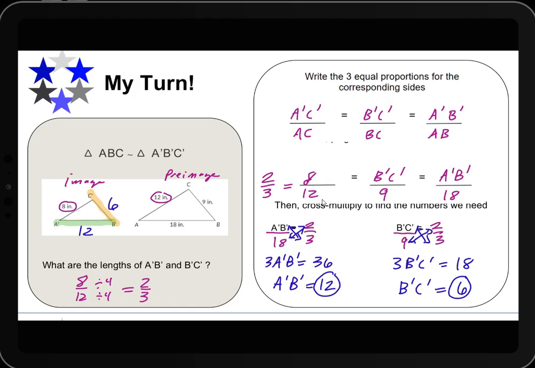So could I have used 8/12 instead of 2/3? Yes, I could have used those instead. If you want to use the original ratio given to you or that you write up yourself, then you're able to do that. That's perfectly acceptable.